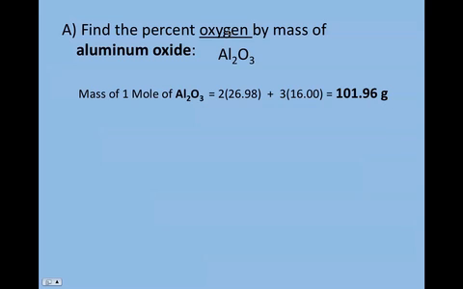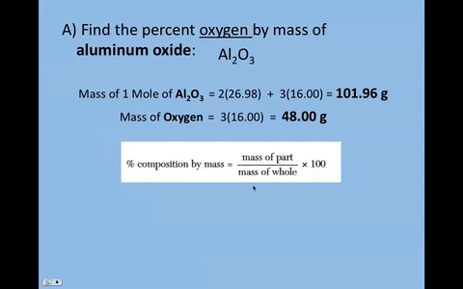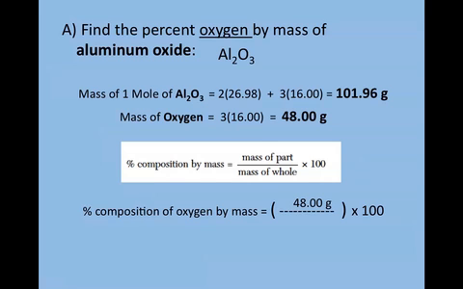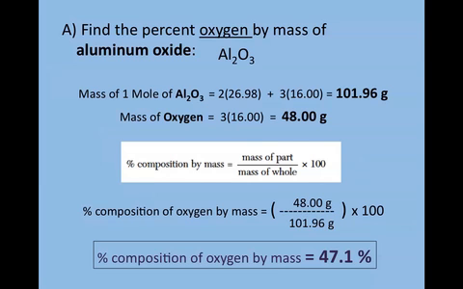Now the element that we're interested in for this question is oxygen, so we're going to find the mass of the part, which would be oxygen. So just 3 times 16. Then it's just a matter of plugging those values in using the formula. So you would have your mass of oxygen, which is 48, over the mass of the whole compound, times 100. So you get 47.1. You can usually round to the tenths or hundredths in any of the questions unless it specifies.